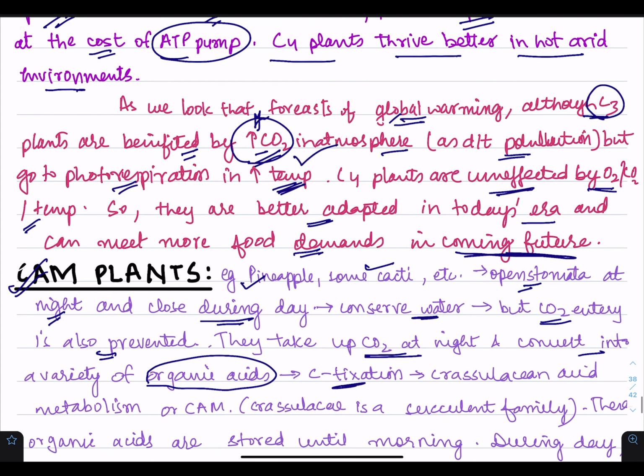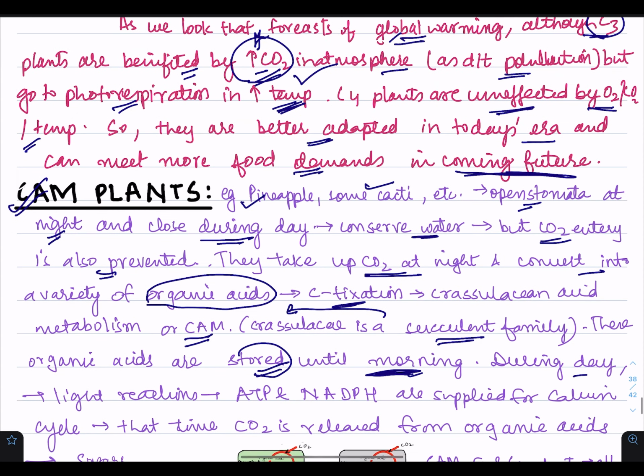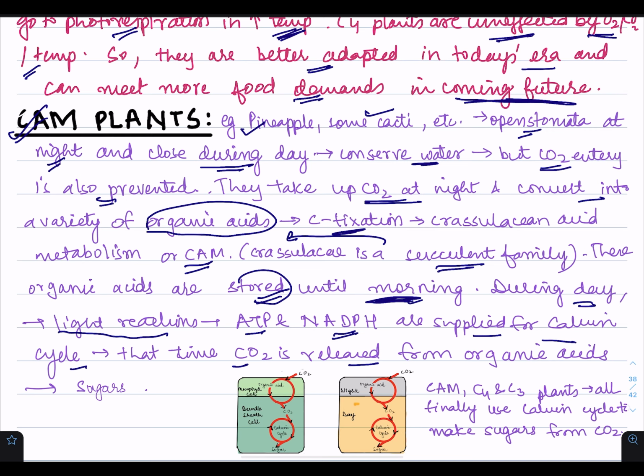Crassulacean acid metabolism, or CAM metabolism, is the name given after a succulent family of the same name. These organic acids are stored until morning. They do all this at night because the stomata are open at night, and they store the acids so formed till morning. And during the day, via light reactions, ATP and NADPH are supplied for the Calvin cycle. At that time, carbon dioxide is released from the organic acids, hence forming sugars.